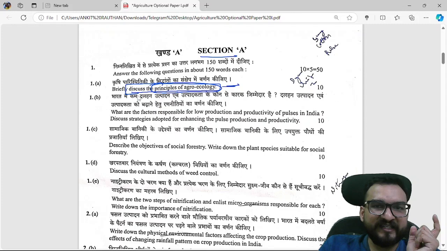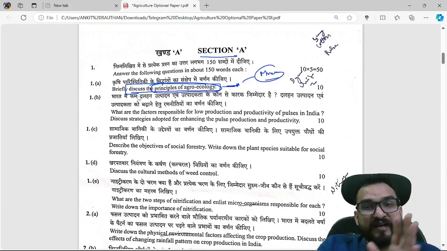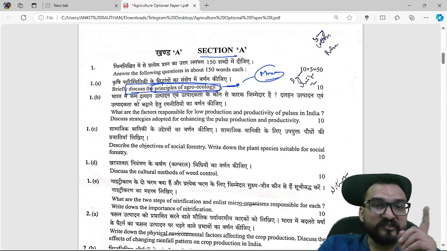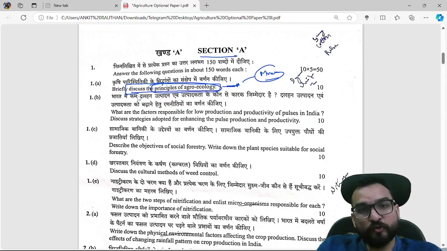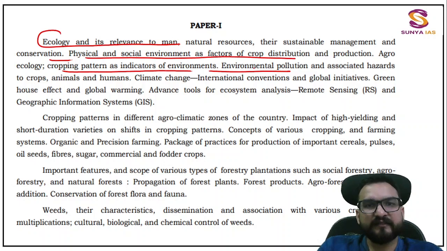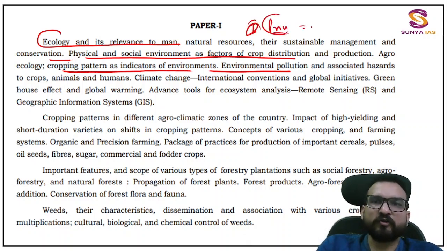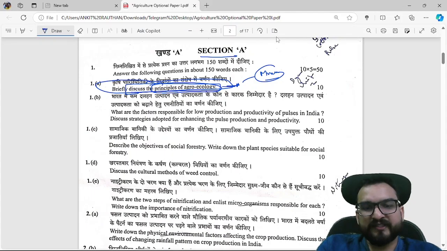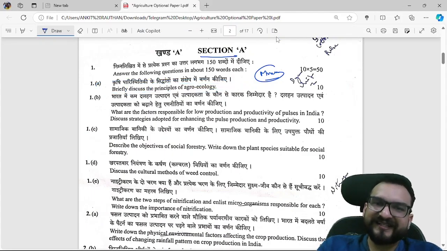In the class I tell you exactly. In the class I have told you about the mnemonics also. I have added it in the Telegram group of the previous batches. Now let me show you how it is written in the syllabus. See over here, ecology, its relevance, conservation, physical. This is the agroecology syllabus. Over here we have to understand the principles of ecology. So in this way we will be doing it in the class itself.